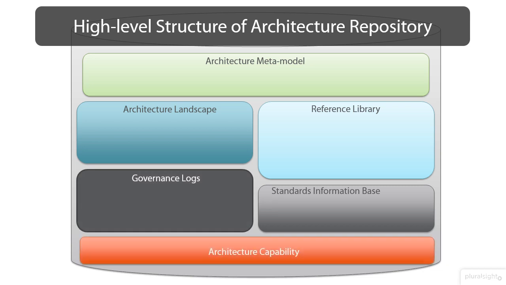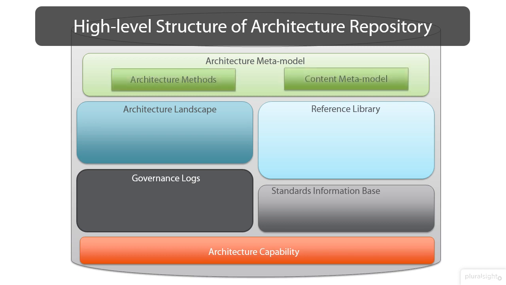architecture capability. The architecture metamodel includes two subcomponents, namely the architecture methods used and the content metamodel. The architecture methods describe the tailored architecture framework that the organization has adopted to suit its specific context. The content metamodel was covered in more detail in a previous section.